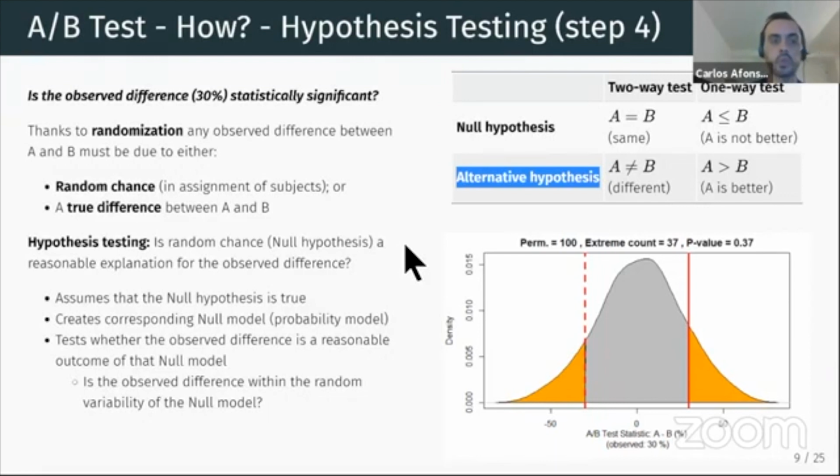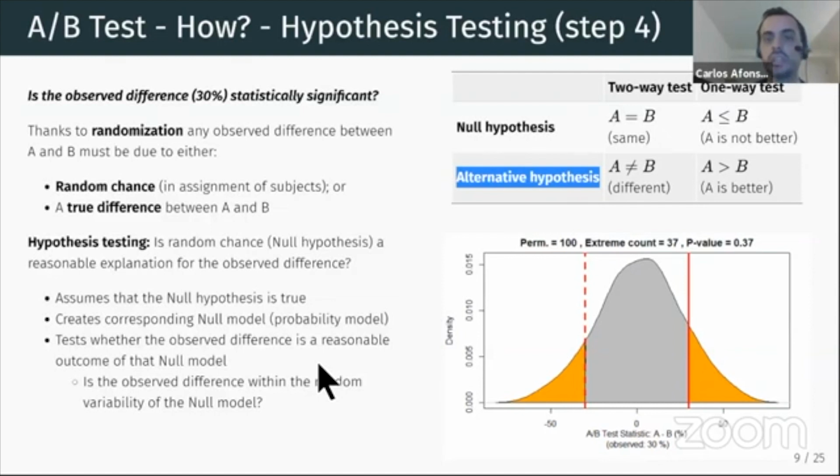Okay? So through the hypothesis testing process, what we do is we assume that the null hypothesis is true, that A and B are the same. There's no significant difference between the 2 of them. Then we create a null model, a probability model that represents the null hypothesis. Here it is illustrated by this density plot, and I'll explain in detail how this is created. So this density plot represents the null model, the null hypothesis that A and B are the same. Once we have that null model, then we can test whether the observed difference is a reasonable outcome of that null model or not, if the observed difference is within the random variability of that model.